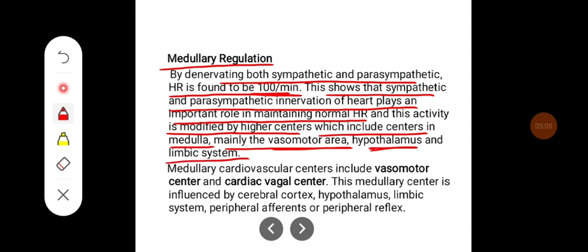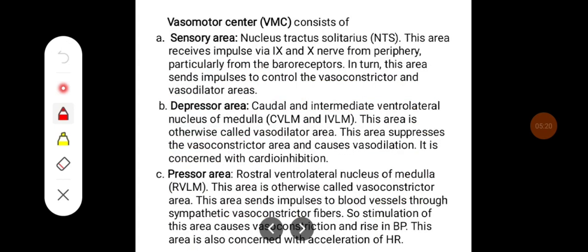Medullary cardiovascular centers include the vasomotor center and the cardiac vagal center. This medullary center is influenced by the cerebral cortex, hypothalamus, limbic system, and peripheral afferents or peripheral reflexes. The vasomotor area consists of the sensory area, depressor area, and the pressor area.